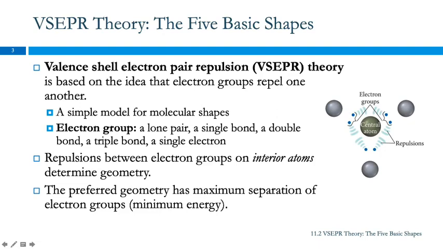So what do we mean by an electron group? This is very important and often misunderstood by students. An electron group is a lone pair, a single bond, a double bond, a triple bond, or a single electron. Any of those counts as one electron group. These are not electron pairs, they're groups. Now, some of the groups are 2 electrons, some are 4, some are 6. You could even have a group of 1 electron. But a triple bond is one group. A double bond is one group. Any questions on that?